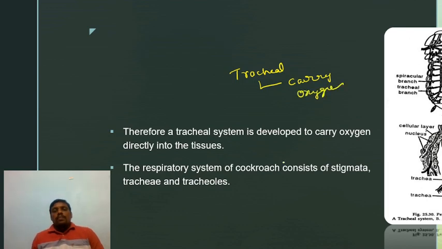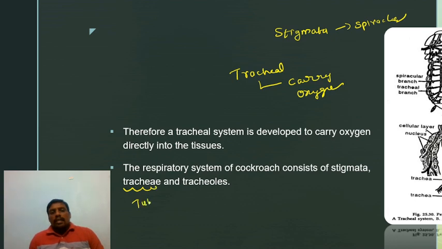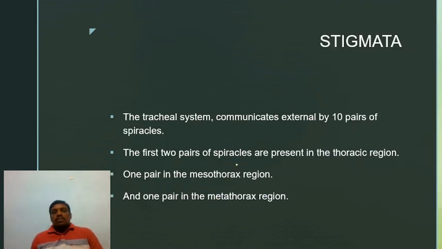The respiratory system of a cockroach generally contains stigmata, which are nothing but, as I just told you, spiracles. The external openings are also called stigmata. The respiratory system also contains tubular structures called trachea. These tubular structures are divided into smaller tubules called tracheoles. Trachea communicate externally by 10 pairs of spiracles. As you know, the first 2 pairs of spiracles are located in the thorax, and the next 8 pairs are located in the abdominal region.